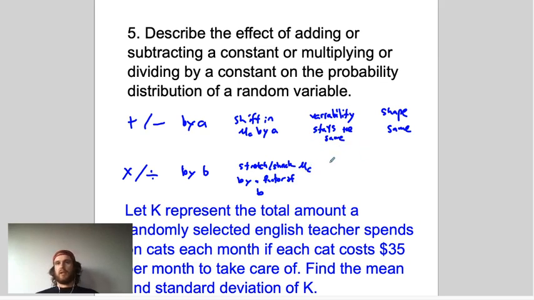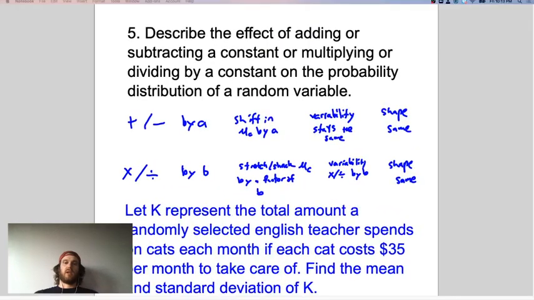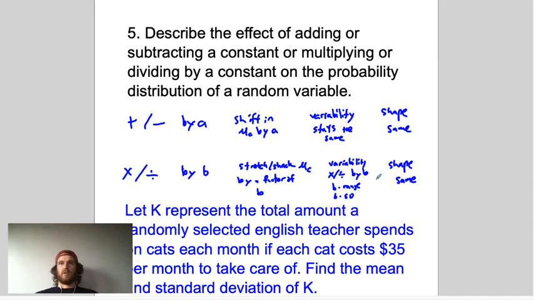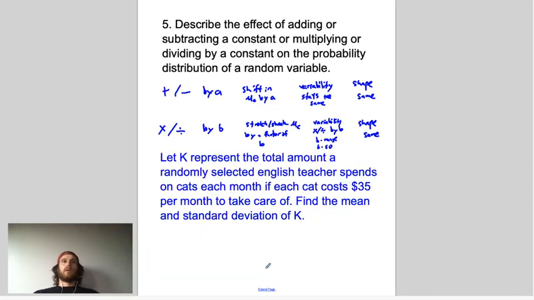Okay, great. Variability, you would basically times or divide by B. So the range and the shape will be the same. Okay, so basically the variability here, and when I say variability, I mean standard deviation, range, interquartile range. Okay, so you're scaling by B, so you would do B times the range to find the new range, or B times the standard deviation to find the new standard deviation. Hopefully that rings some bells there.